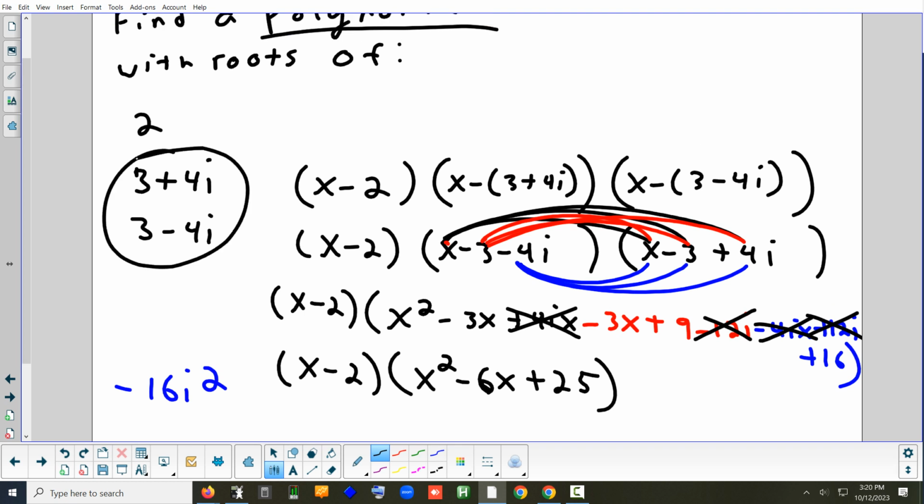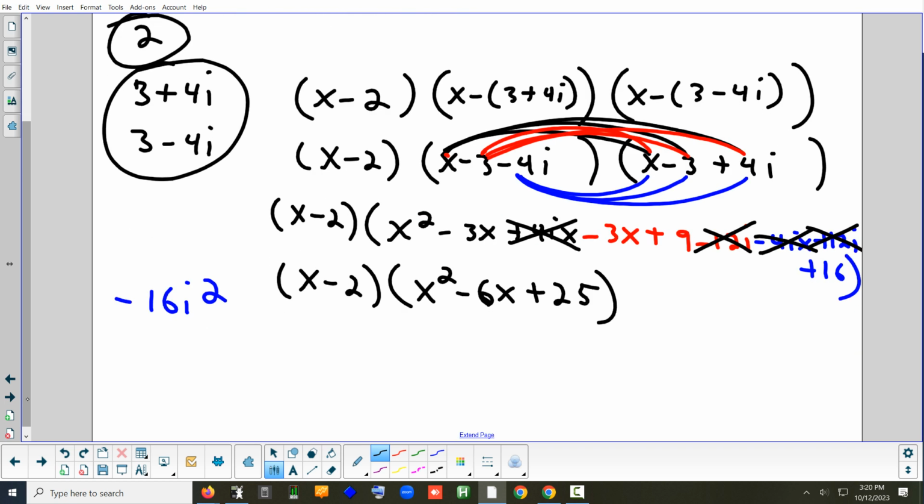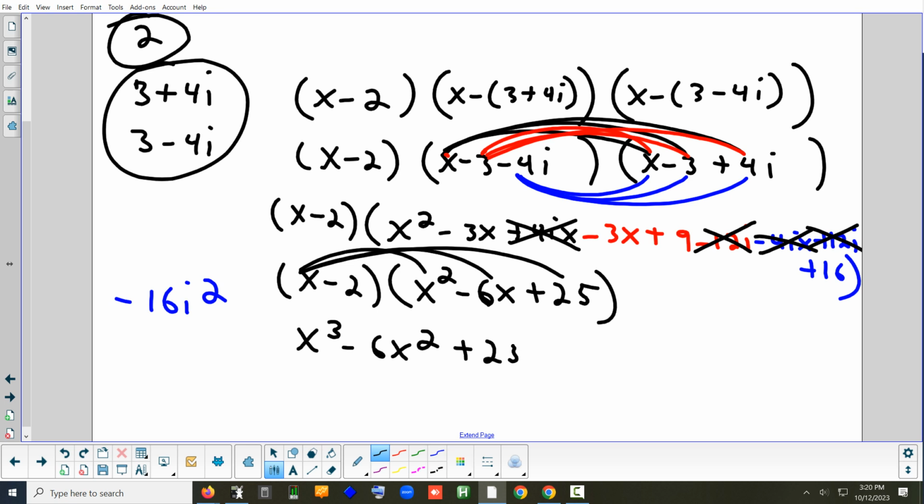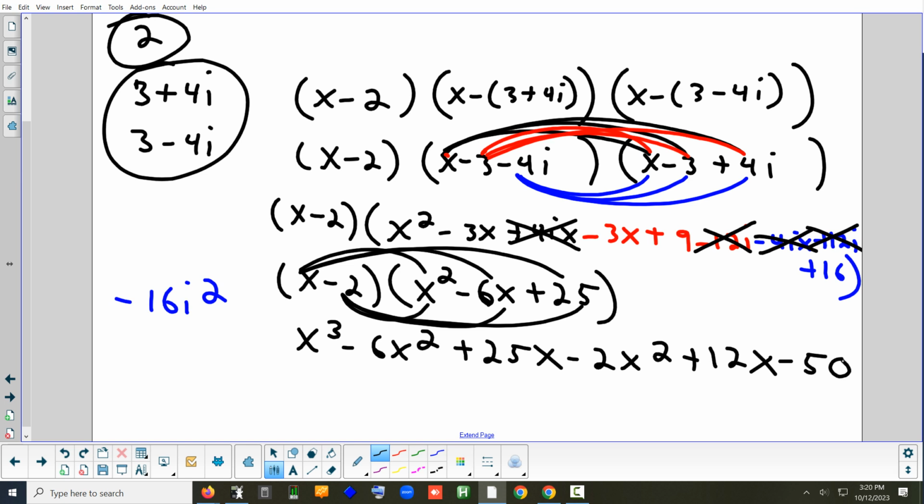Now what we want to do is make it a cubic that also has that as the answer. So we just have to FOIL it with the x minus 2. All right, let's do that. Okay, x times x squared. X cubed. X times negative 6x. Negative 6x. And then x times 25. 25x. And negative 2 times x squared. Negative 2x squared. Then that one, negative 2 times negative 6x. Positive 12x. And negative 2 times 25. Negative 50.